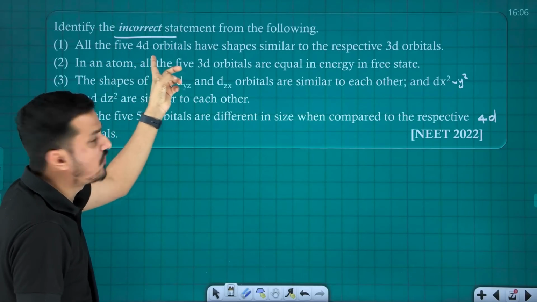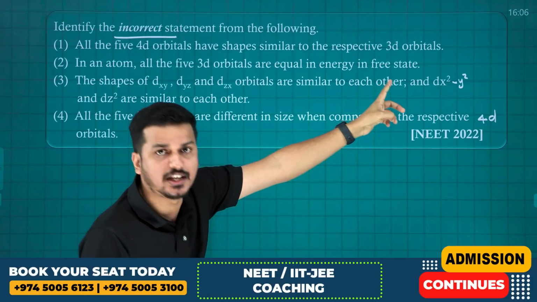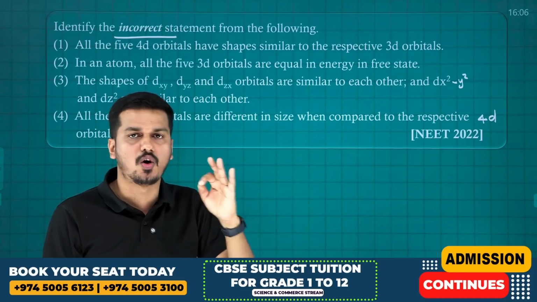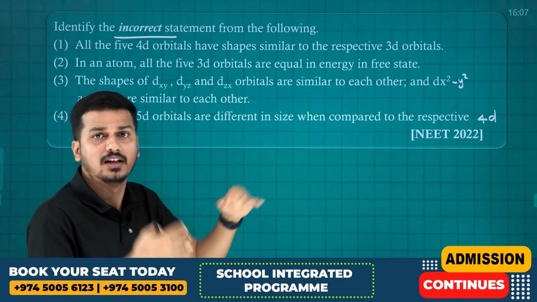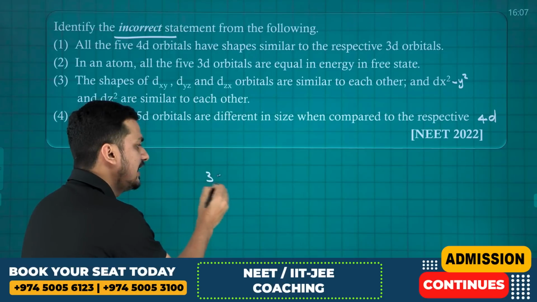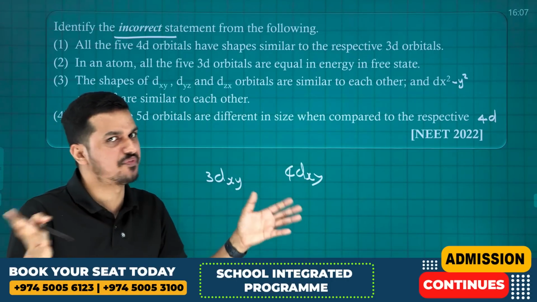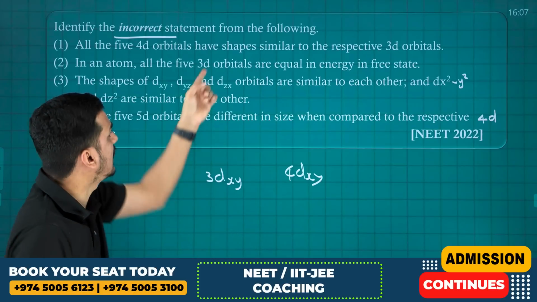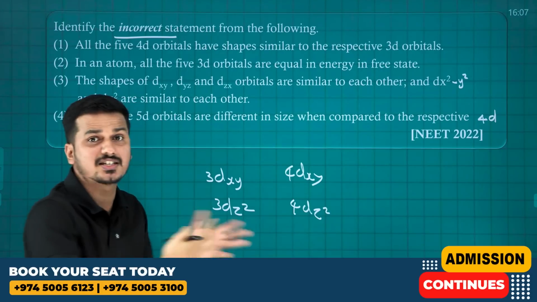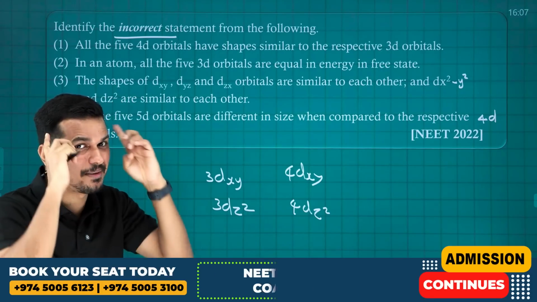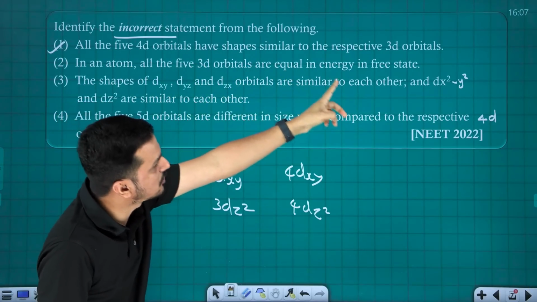Here the first one: all the 5 4D orbitals have shapes similar to the respective 3D orbital. Yes, all D orbitals, all 4D similar to the respective 3D orbital, their shapes are the same. That means 3D XY and 4D XY, their shapes are similar. Sizes are different, shapes are similar. If you are taking 3D Z square and 4D Z square, their shapes are similar. Size is different. Okay, keep it in mind. So that statement is correct.